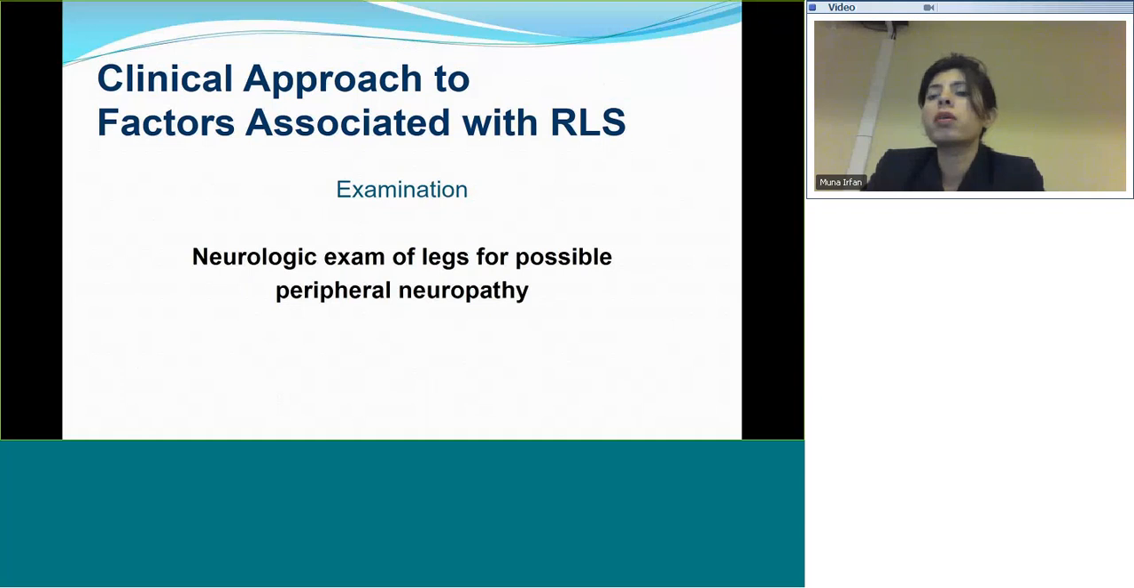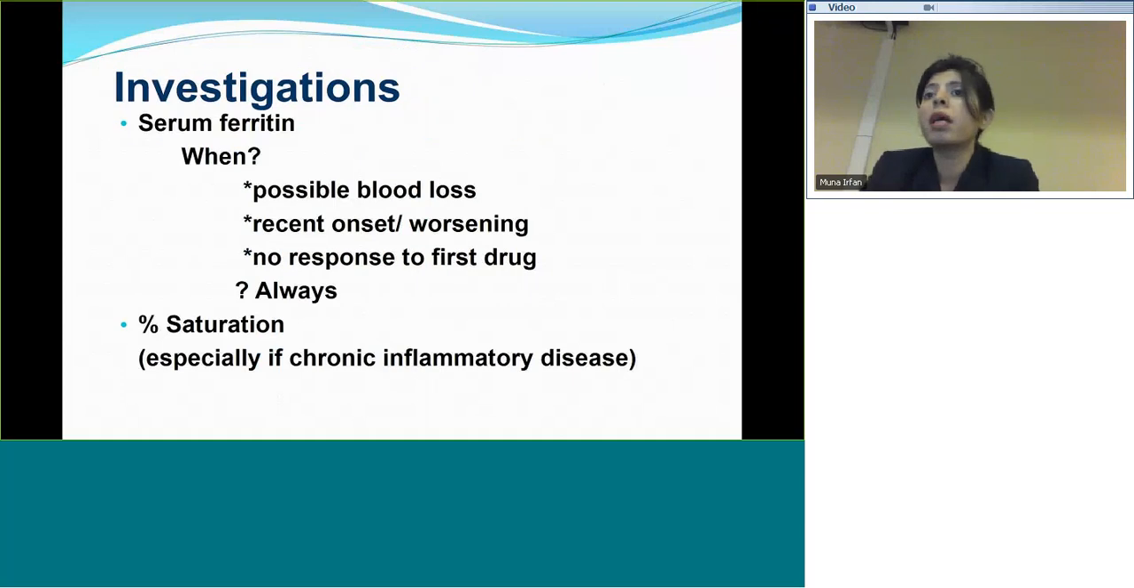Now, clinical approach. Of course, if we have such a patient in our clinical scenario, other than the history, we need to do a detailed neurological exam in terms of neuropathy. What investigations should we do? Serum ferritin should be checked, but the question always comes up, when should we check it? Some people propose that we should always check it from the get-go, because if we are treating somebody, rather than giving them pharmacological agents that can have a higher side effect profile, if their ferritin is low, then iron replacement should be the first option.